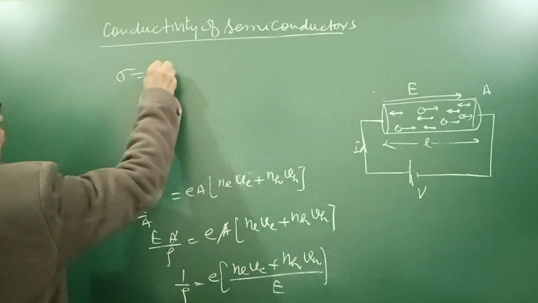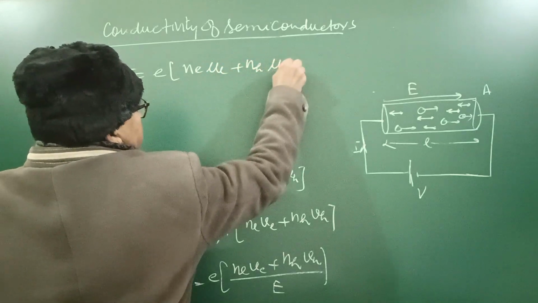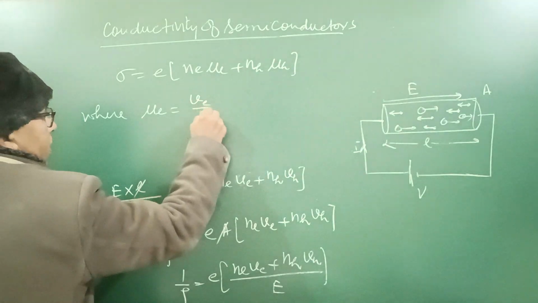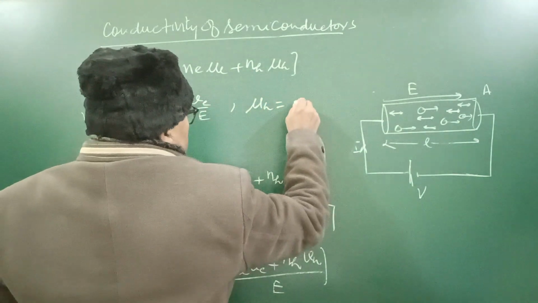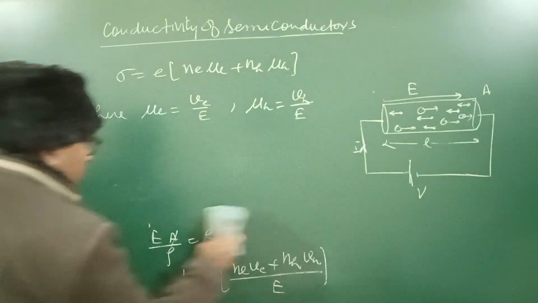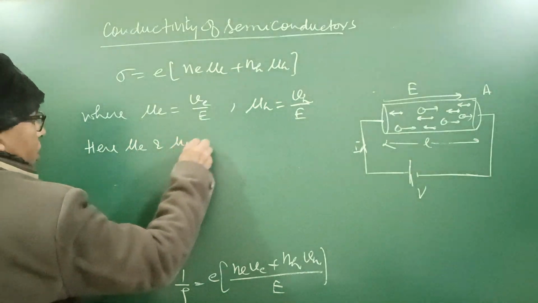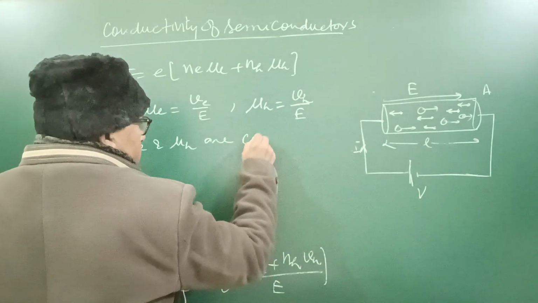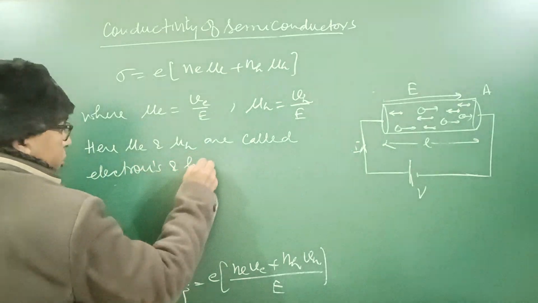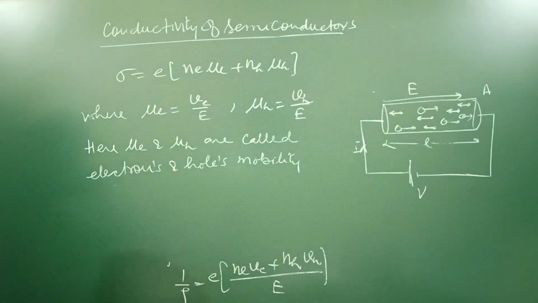So sigma equals e into (Ne mu E plus Nh mu H), where mu E is VE upon E and mu H is VH upon E. Here mu E and mu H are called electron and hole mobility. Electron hole mobility.